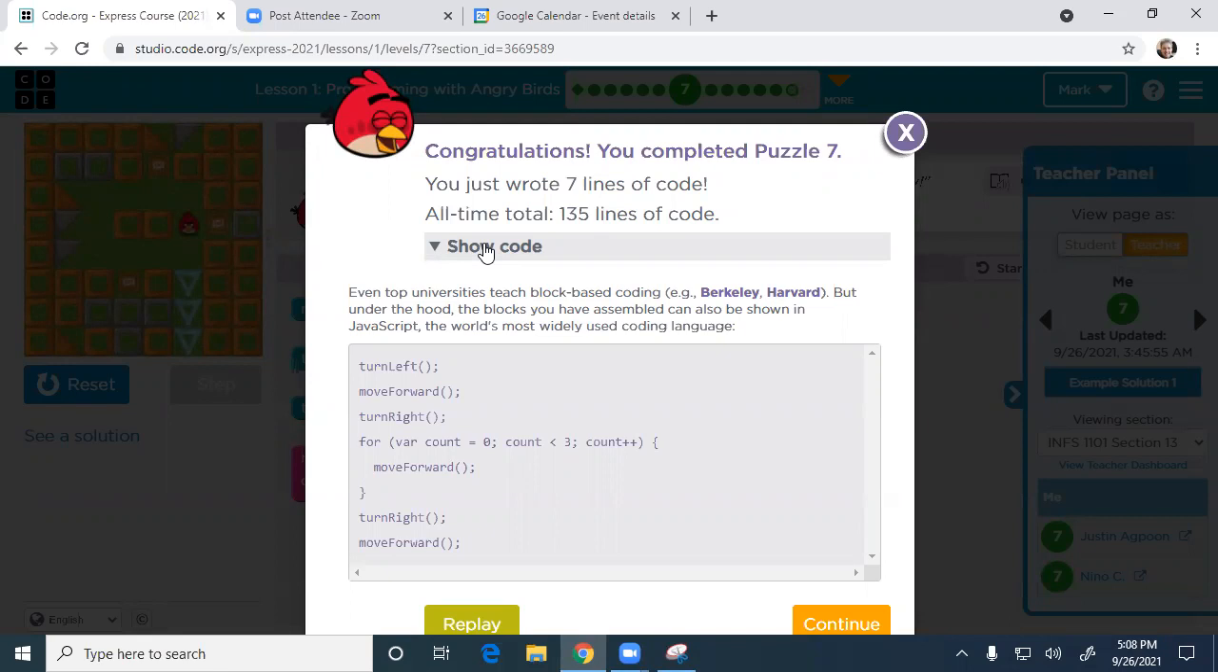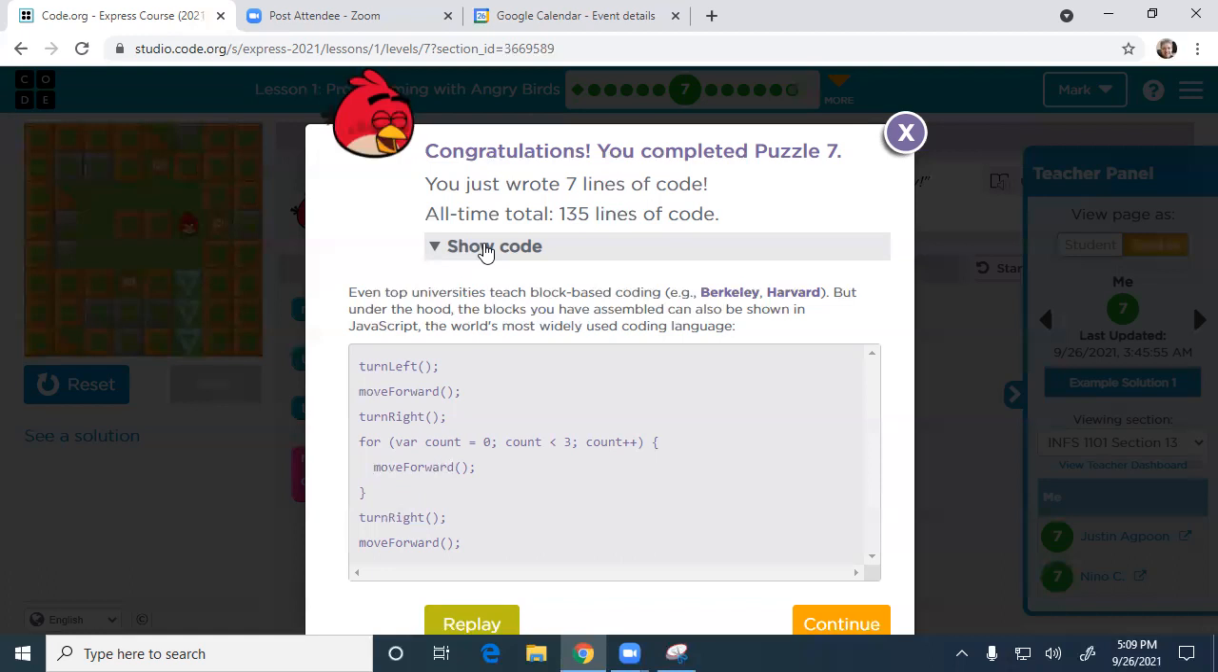So what we've got is a turn left, move forward, turn right, and then a repeat. Now, the way this repeat is structured is in the for statement. This is the way a for statement looks in Java, and I guess in JavaScript as well. How it works is we initialize a count variable, we give it an initial value of 0.